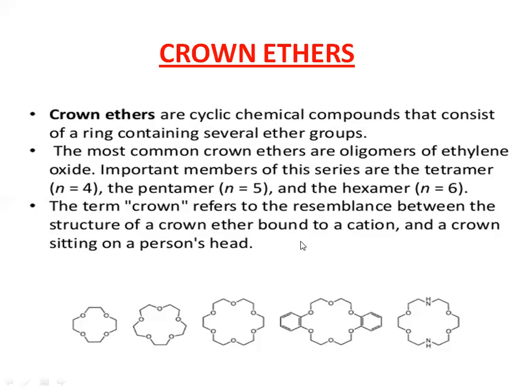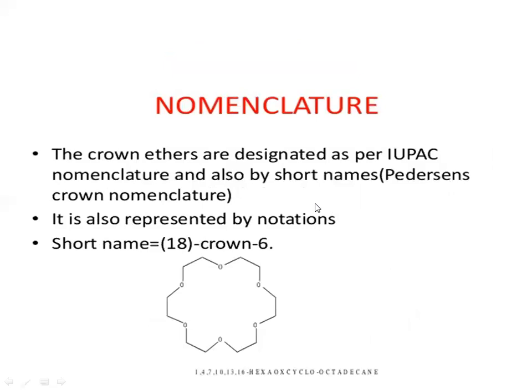Next one is the nomenclature. The crown ethers are designated as per their IUPAC nomenclature and also by their short names. They are also represented by notations. Crown ethers are named as X crown Y, where X is the total number of atoms in the ring and Y is the total number of oxygen atoms.